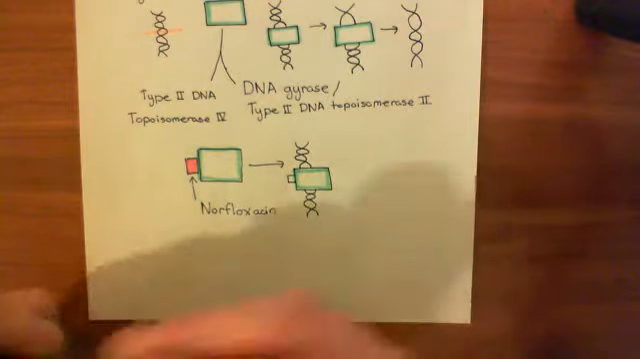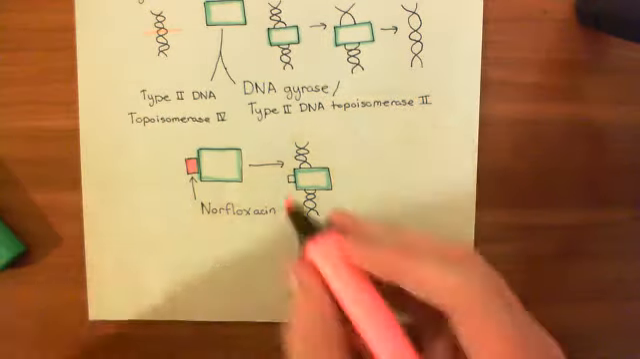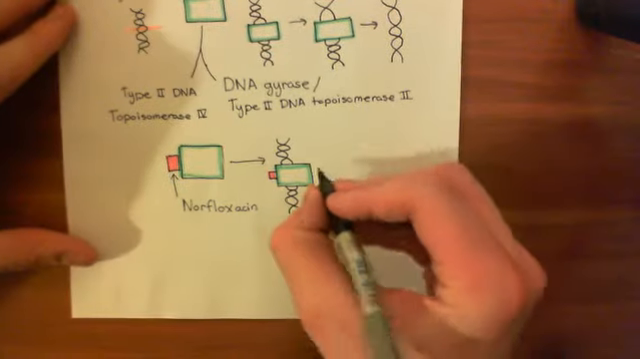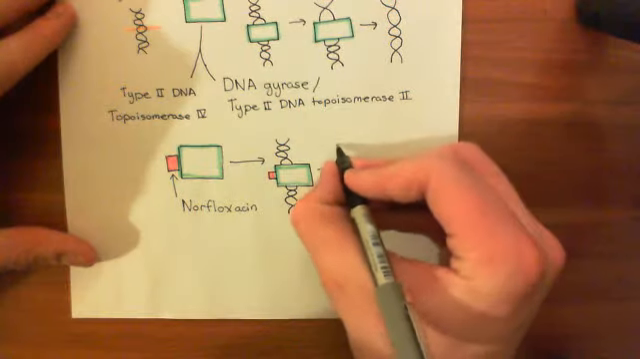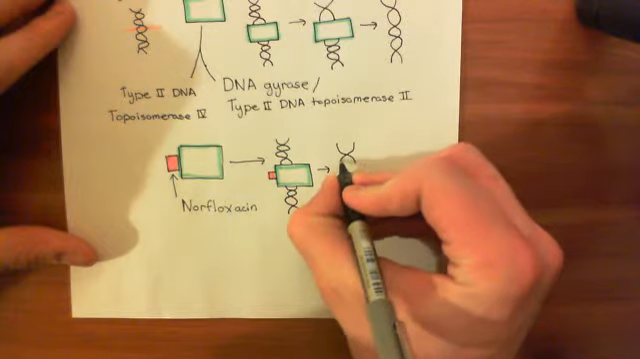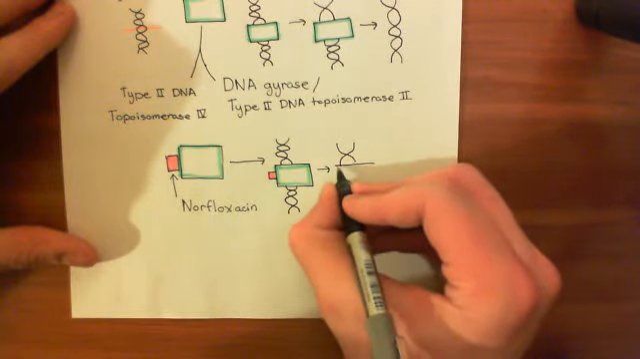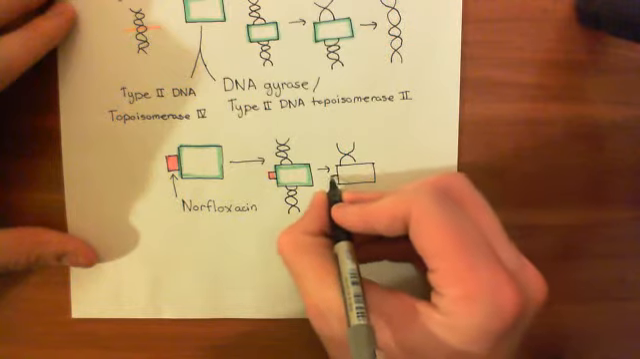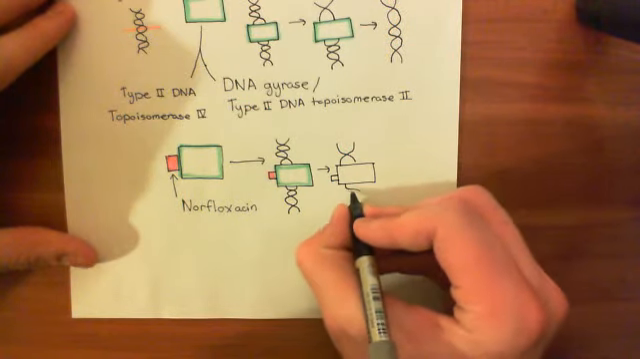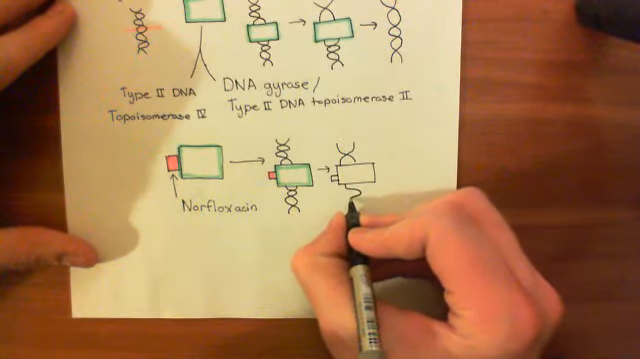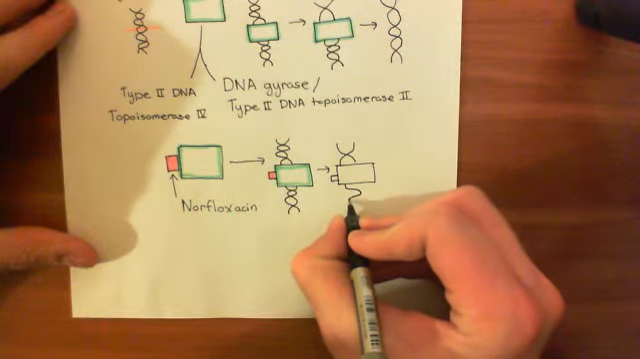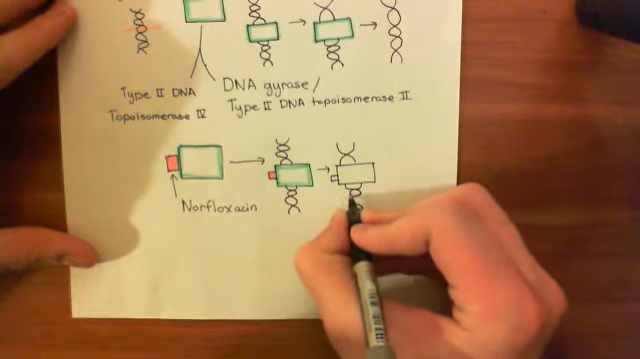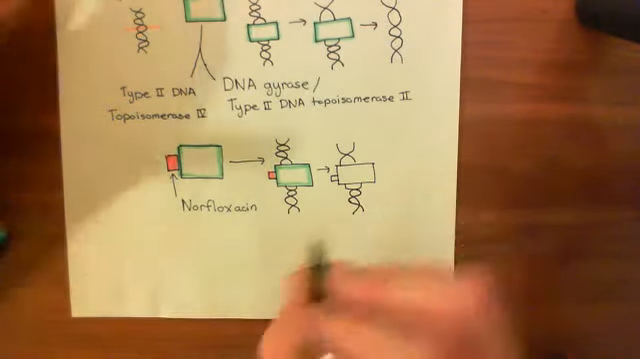I will remove the positive supercoiling, so here's the norfloxacin drug. What will happen is you will remove a twist, so you'll go down to this. Here's your DNA type 2 topoisomerase, which is either DNA gyrase or type 2 DNA topoisomerase 4. Where are we? There, okay, to there. And now comes the problem.